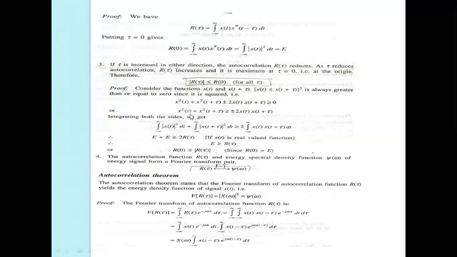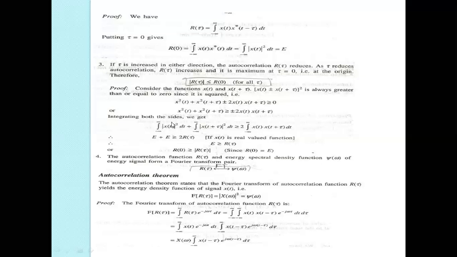Now again you can simplify here: x square of t plus x square of t plus tau is greater than or equal to, because it's a plus or minus, plus becomes minus and minus becomes plus when you shift to the right side, 2 x of t x of t plus tau. Integrate on both sides. The first one is the integral from minus infinity to infinity of the squared magnitude of x of t, plus the integral from minus infinity to infinity of the squared magnitude of x of t plus tau dt, is greater than or equal to the integral from minus infinity to infinity of x of t x of t plus tau dt.